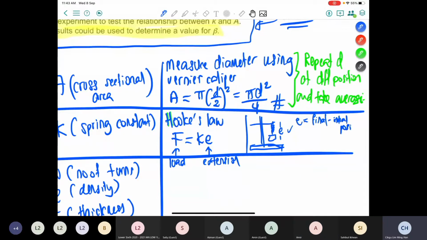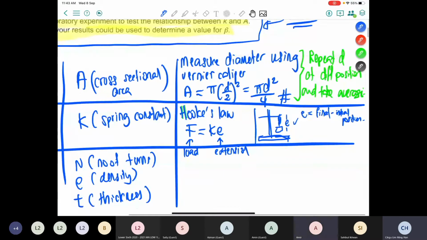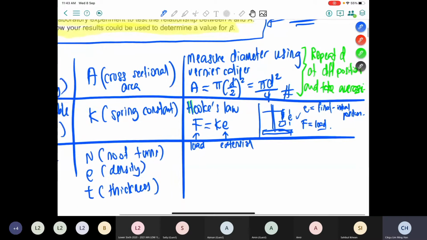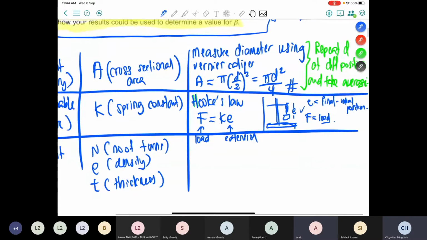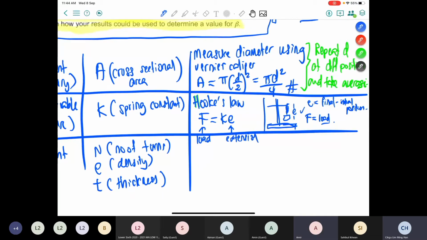initial position of the spring, and then the F will be the load, the load you attach to the spring. Force to constant, sir. What is that? Force to constant magnitude.